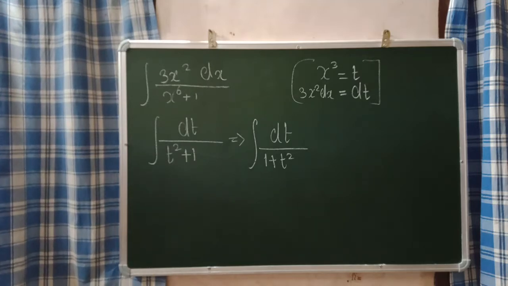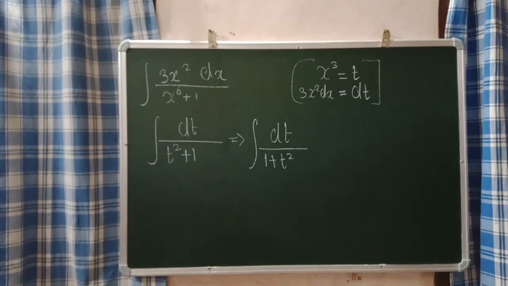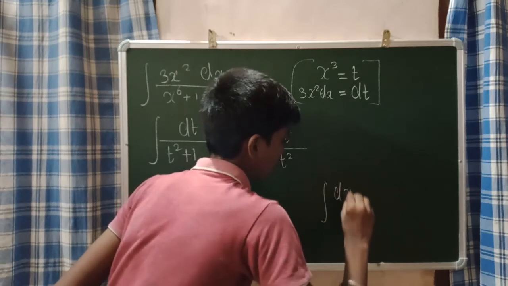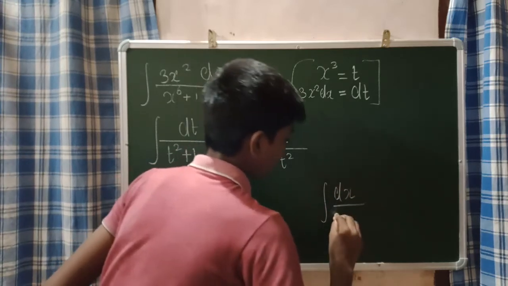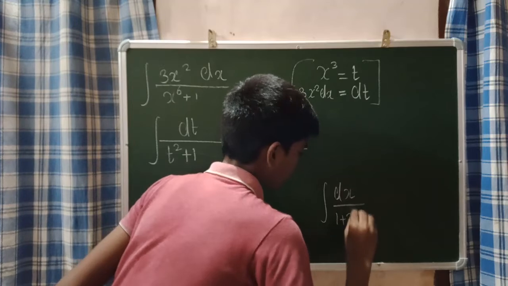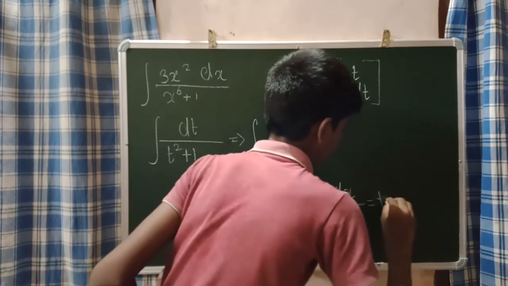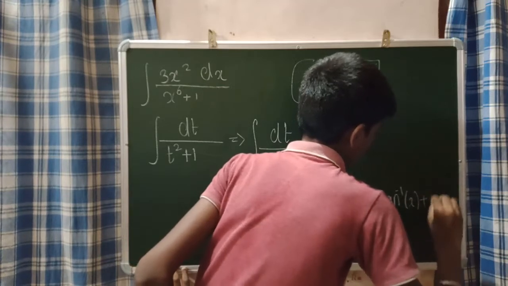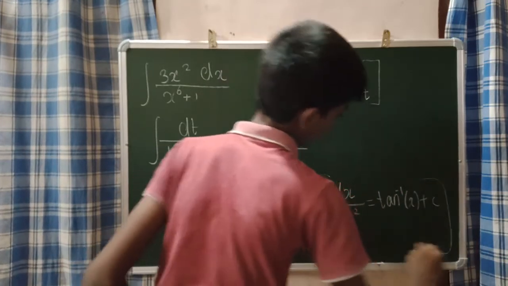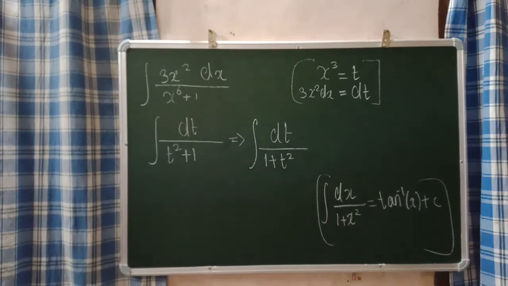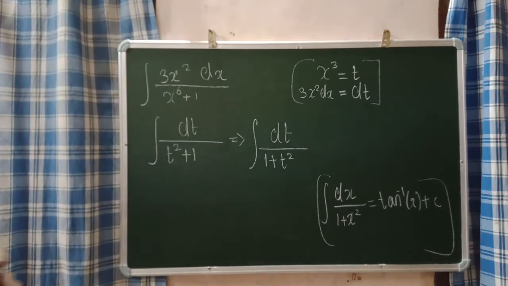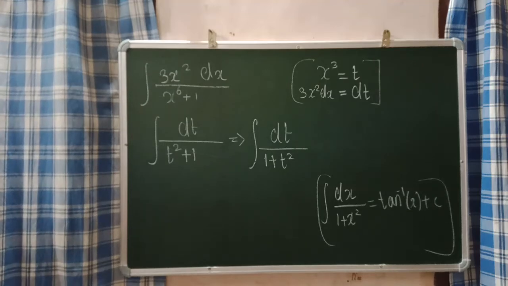So guys, why I wrote this t square plus 1 as 1 plus t square is because, try to understand one thing, we know the standard integration formula: integral of dx divided by 1 plus x square is equal to tan inverse of x plus some constant. It's one of the standard integration formulas, correct guys? Integral of dx by 1 plus x square is equal to tan inverse of x plus some constant. It is a standard integration formula.